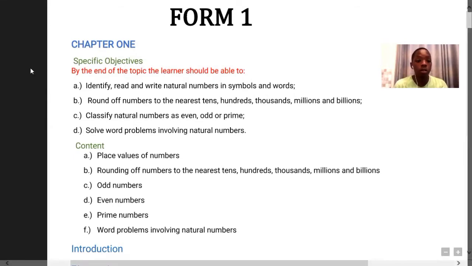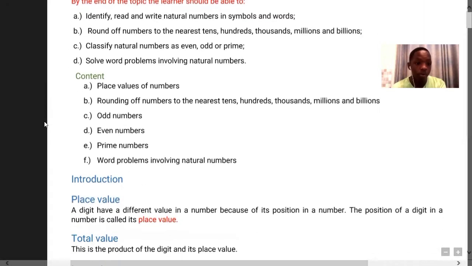So let's start. Chapter one. We have specific objectives. One, identify, read, and write natural numbers and symbols. Round off numbers to the nearest tens, hundreds, thousands, millions, and billions. Classify natural numbers as even, odd, or prime numbers, and solve word problems involving natural numbers.